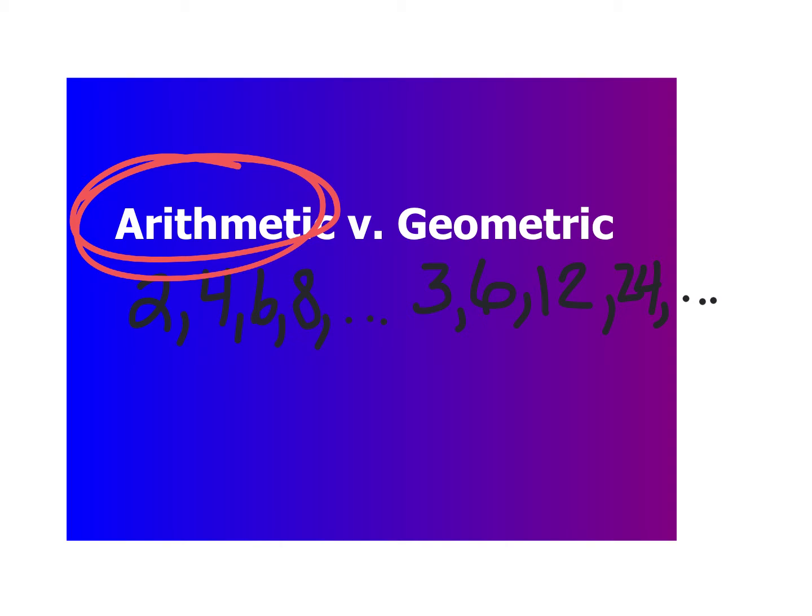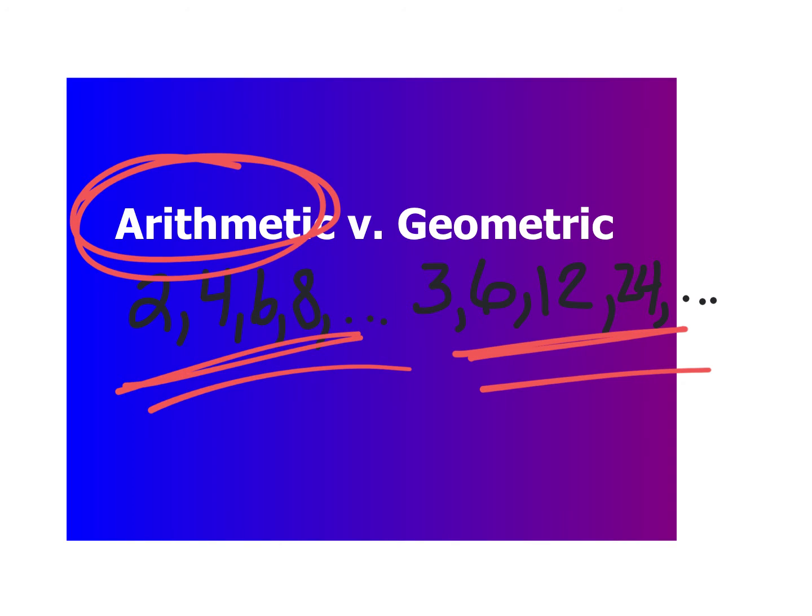Arithmetic, adding. Geometric, multiplying. Okay, see how this is multiplying by 2 each time? That's a geometric sequence. The other is adding 2 each time. That's arithmetic. And I know it's been a few days. You've been kind of out of the game, so let's see if you remember.